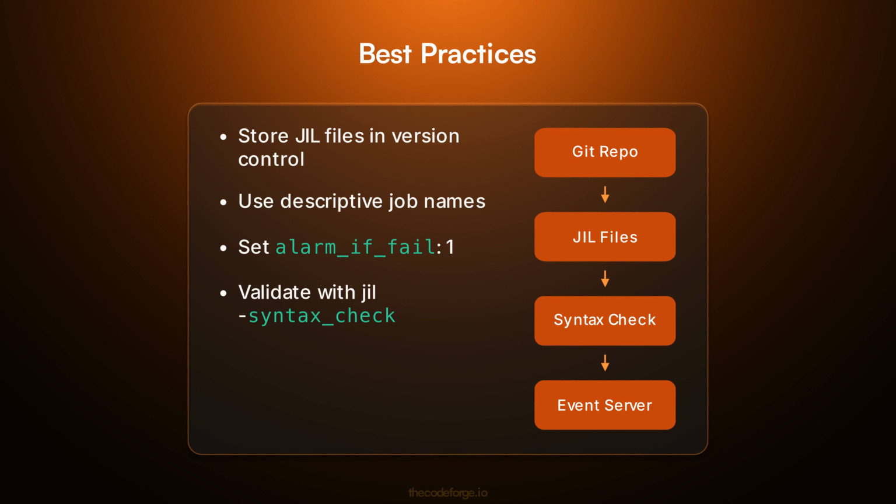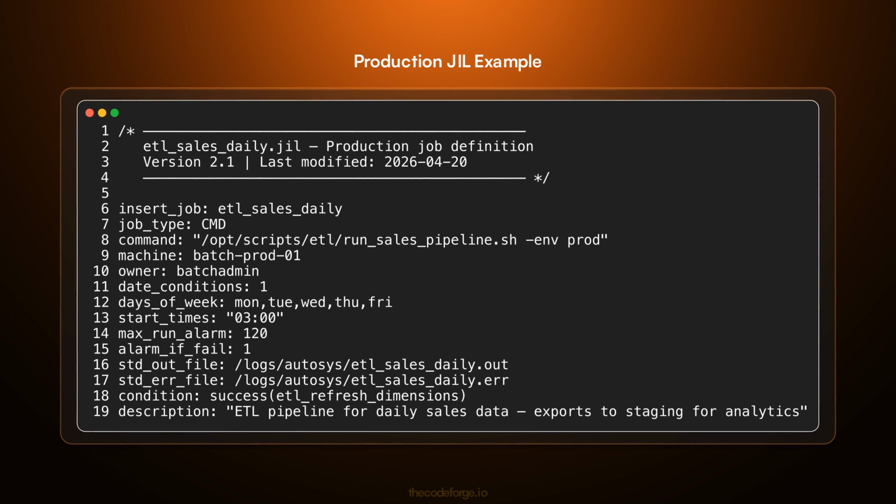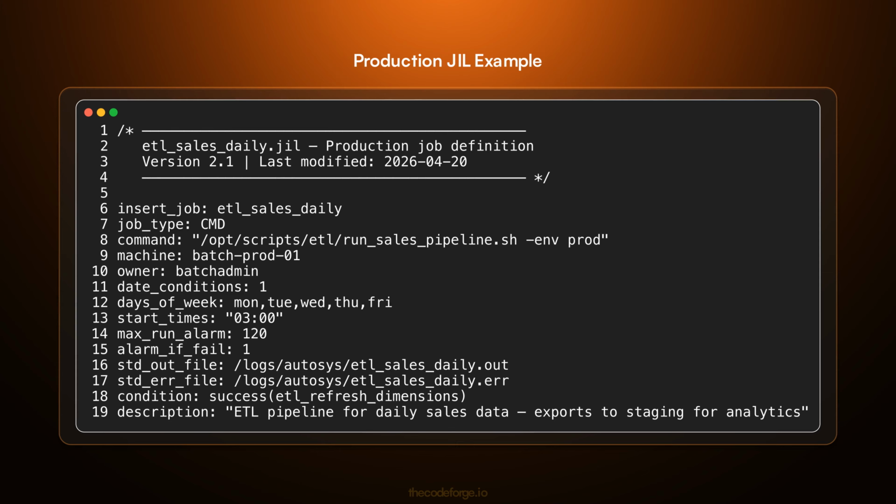Treat JIL files like code. Version control, code reviews, CI checks. Always set alarm if fail so failures trigger alerts, and validate syntax before importing. This is a production-ready JIL file with version header, alarms, and a condition dependency. Notice the max run alarm to detect hung jobs.